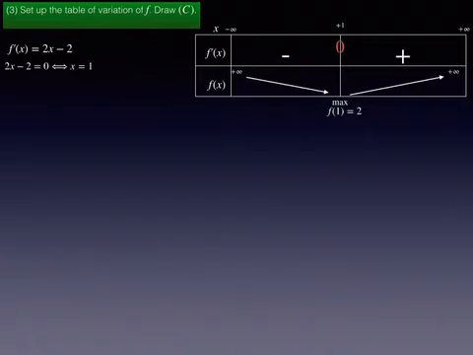So we have the function f starting from the point of abscissa minus infinity and ordinate plus infinity, then decreasing to the point of abscissa 1 and ordinate 2, then increasing to the point of abscissa plus infinity and ordinate plus infinity.